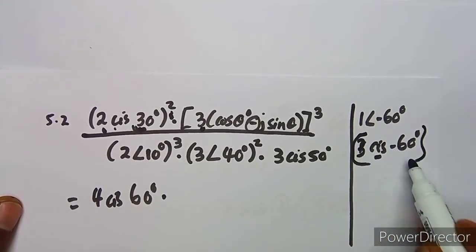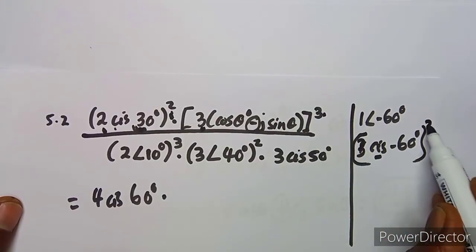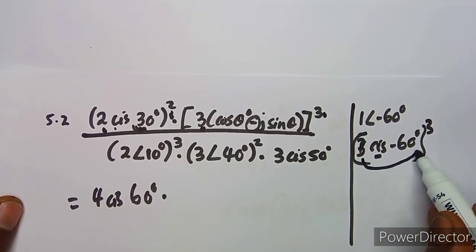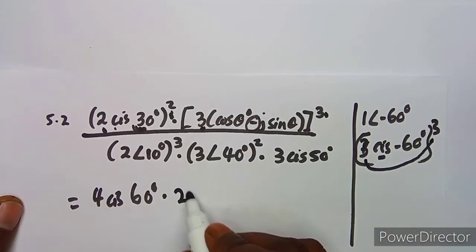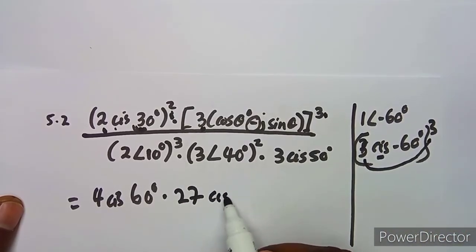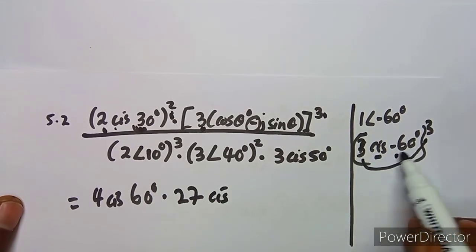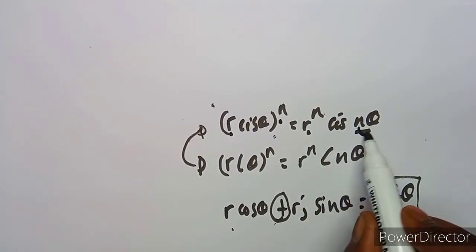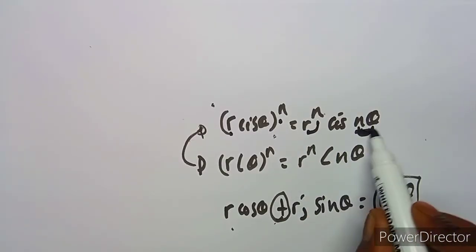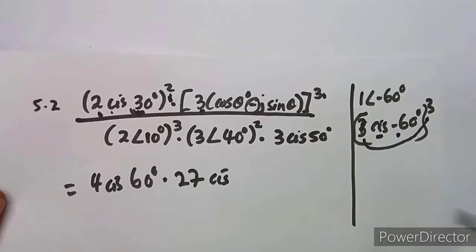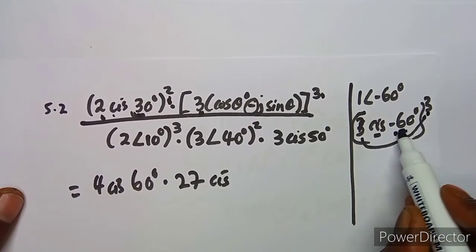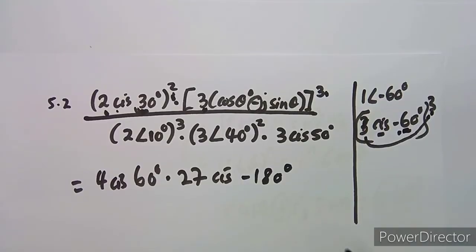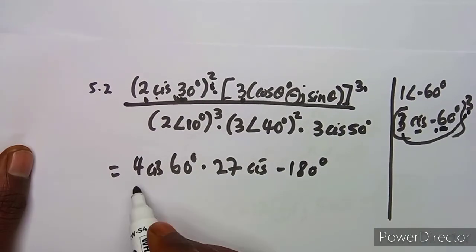Then everything is going to be raised to the exponent of 3. Take note, there's an exponent of 3. So it's now 3 to the exponent of 3, which is 27 cis. Remember the concept, guys: you raise to the exponent, then these two multiply. So it's 3 times minus 60, which is minus 180 degrees. All right, we are done on this part.